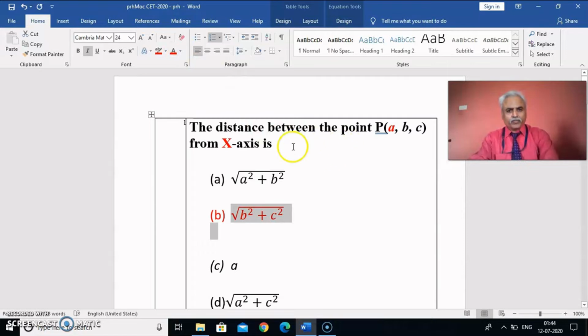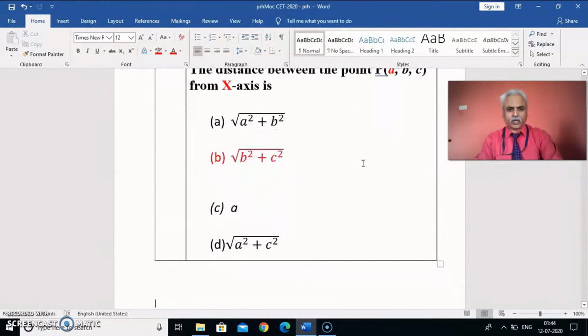Suppose this would have been from the y-axis, definitely I would have closed the y coordinate, remaining a and c, square root of a squared plus c squared. If this had been the z-axis, I would have closed the z coordinate c, and the answer would have been square root of a squared plus b squared. I'll come back to this question once again after finishing all the questions.